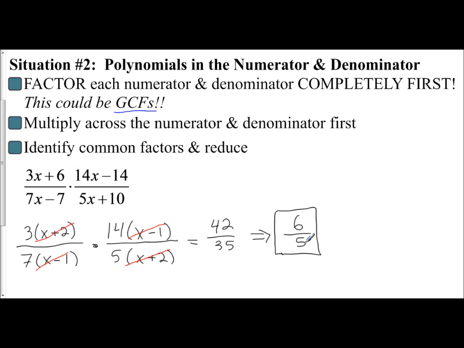So it's the same process we've been doing when we've been simplifying. It's just right now you have to remember when you multiply, make sure you factor first and cross out any common terms after you multiply across the numerator and denominator.